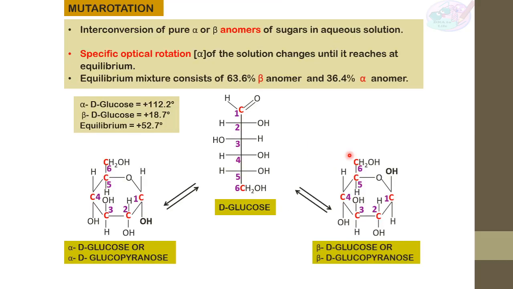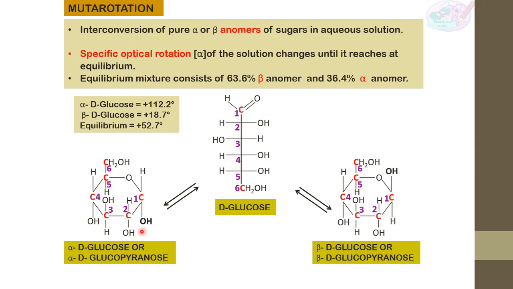Now one more term you need to know is mutarotation. When we dissolve a pure form of sugar, here I am taking the example of D-glucose, whenever we dissolve pure alpha D-glucose or pure beta D-glucose, they will start interconverting until they reach equilibrium. At equilibrium, 63.6% will be the beta form of glucose, and 36.4% will be the alpha form of glucose, and less than 1% of the glucose will be in open form.